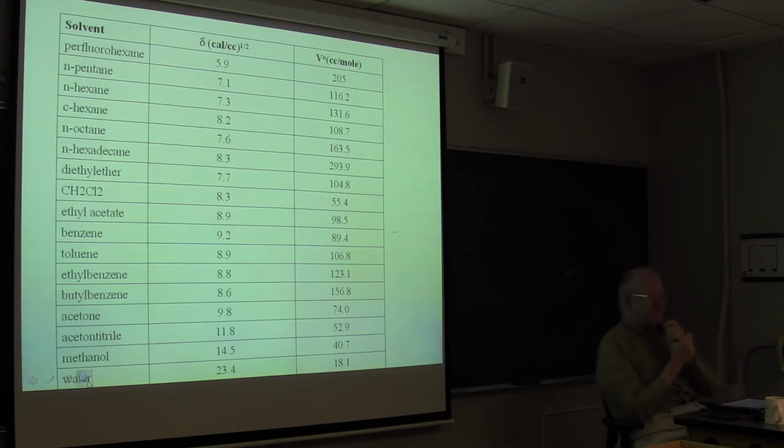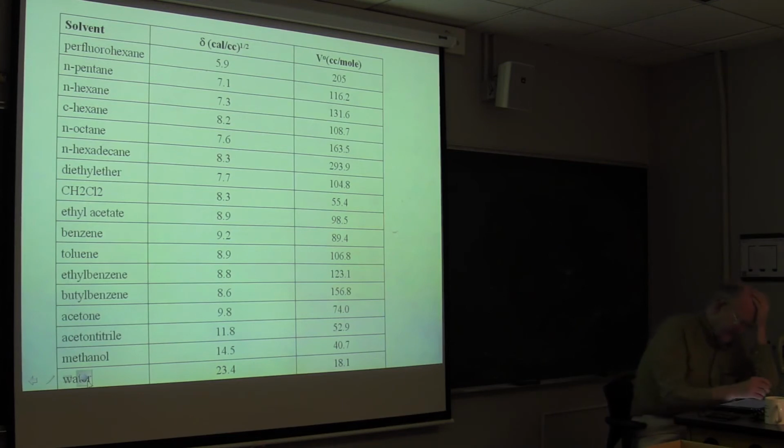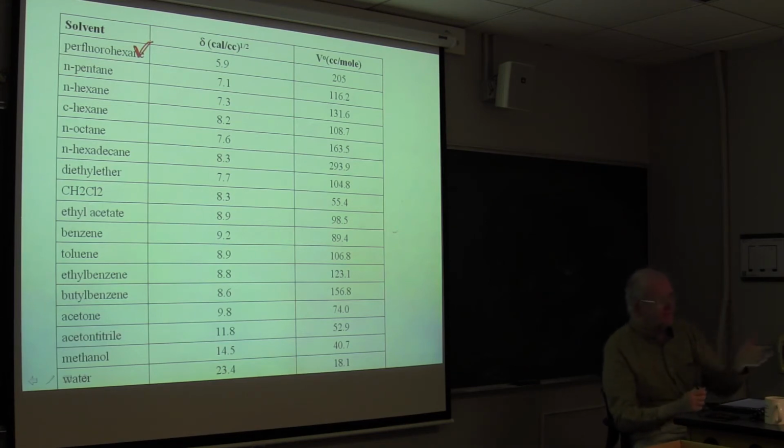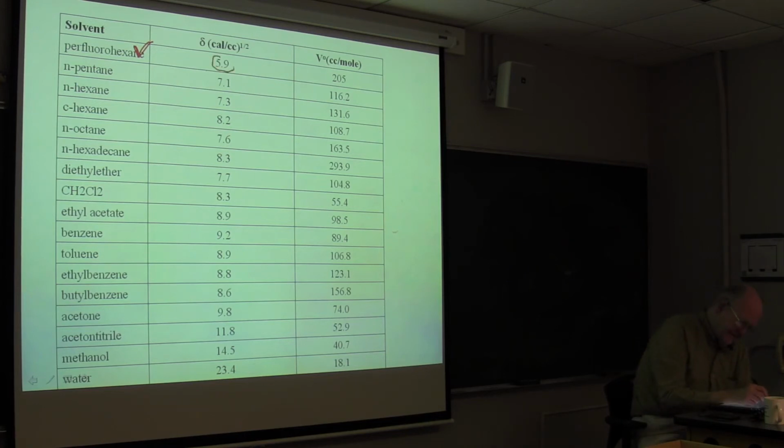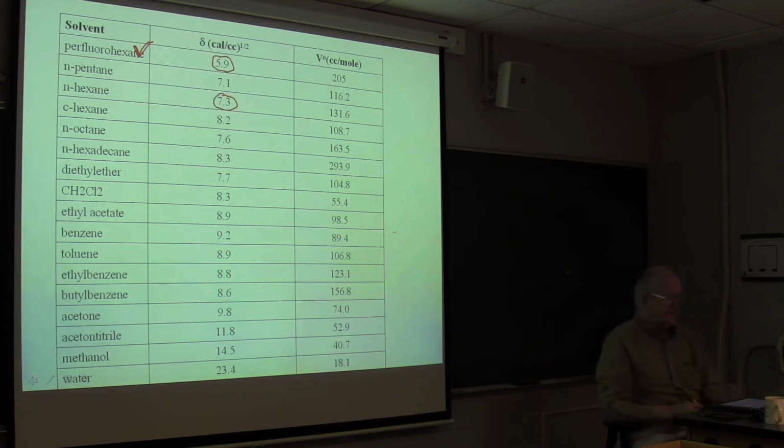Here are numbers for all kinds of liquids. The world record, if you will, in low polarity is owned by the perfluorinated alkanes. They are very low polarity. They don't even mix with hydrocarbons. So perfluorohexane and hexane don't mix well. Its solubility parameter is 5.9. Here's hexane, 7.3. That's a fair gap in cohesive energy densities.